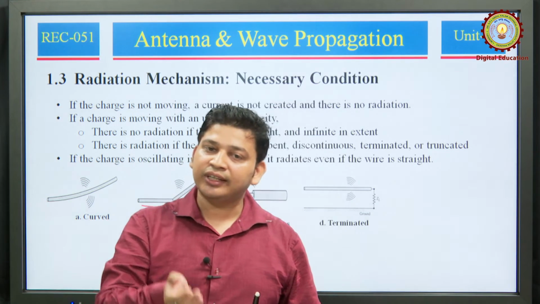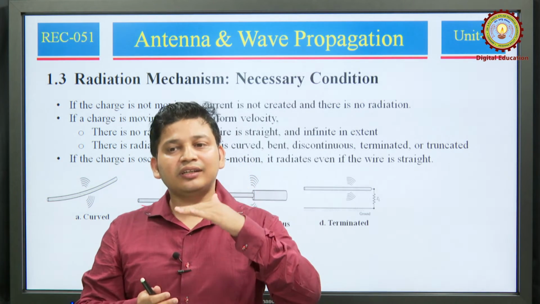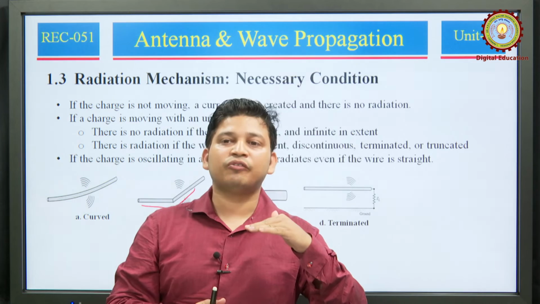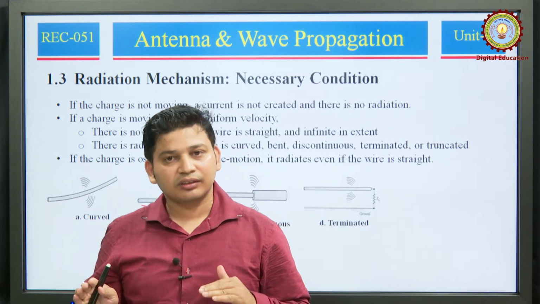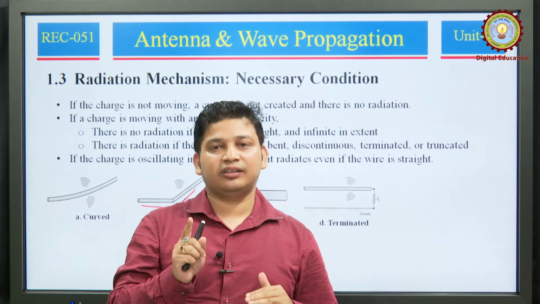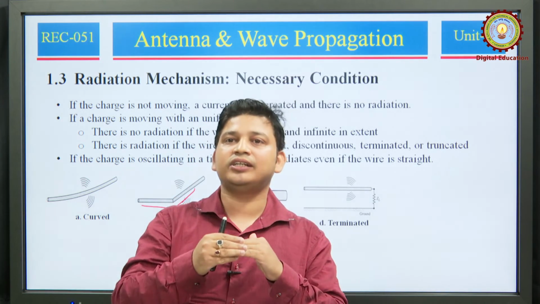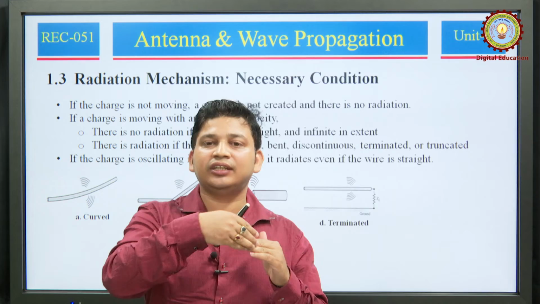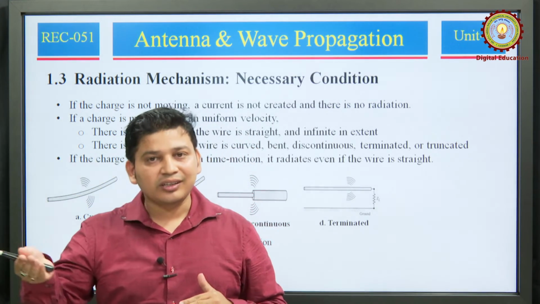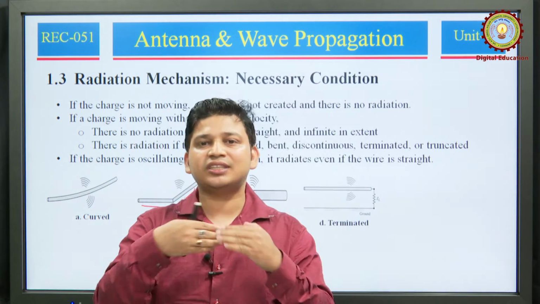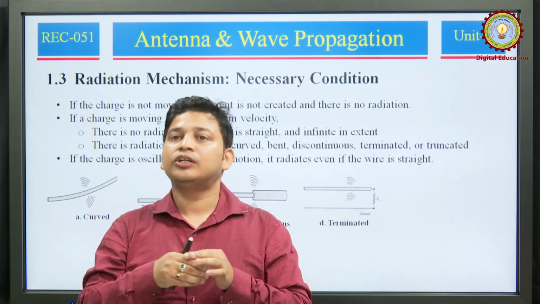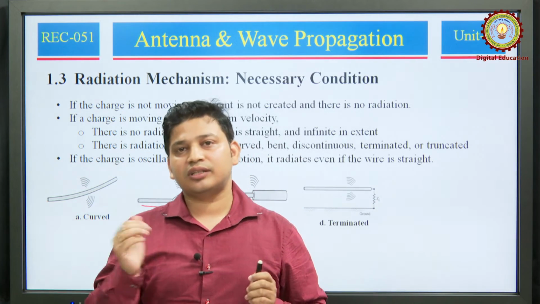Once again I am explaining this: if current or charge is not moving, there is no radiation. Charge must be accelerated, this is the basic requirement. If this charge is oscillating in the time domain, time varying charge creates current as well as voltage. So, vice versa, the electric field is created, and electromagnetic radiation happens.